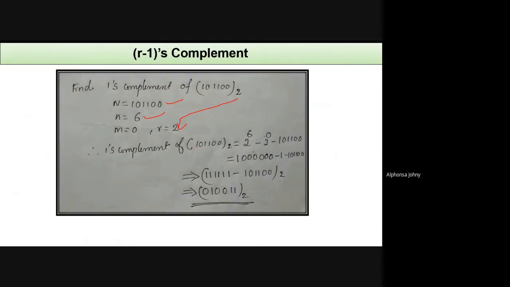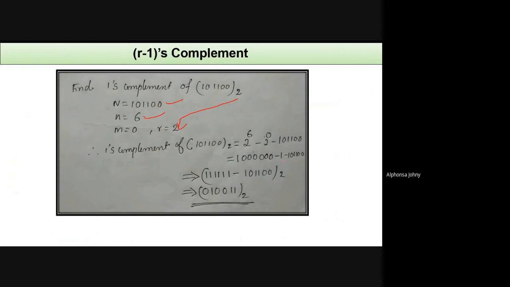Then 1's complement of 101100 to the base 2 is equal to 2 raised to 6 minus 2 raised to 0 minus 101100. That is, we are simply substituting in the equation r raised to n minus r raised to minus m minus capital N. But here we need to take care, this is not decimal subtraction, this is binary subtraction. 2 raised to 6: how to compute it? We have to put a 1 on the position corresponding to 2 raised to 6. 2 raised to 0, 2 raised to 1, 2 square, 2 cube, 2 raised to 4, 2 raised to 5, 2 raised to 6. That position we will put a 1 and all other bit positions we will make 0.